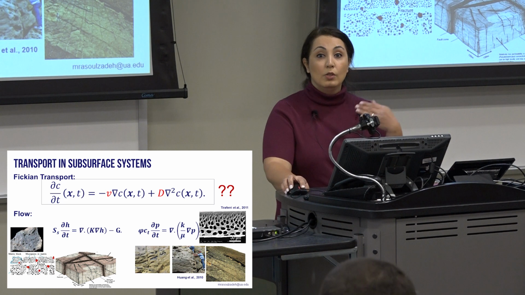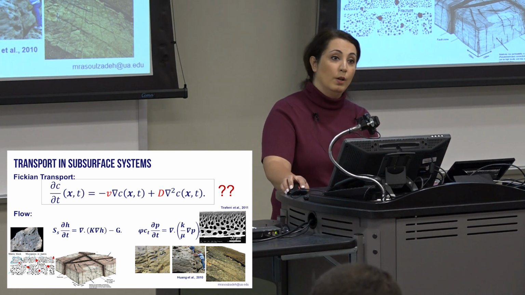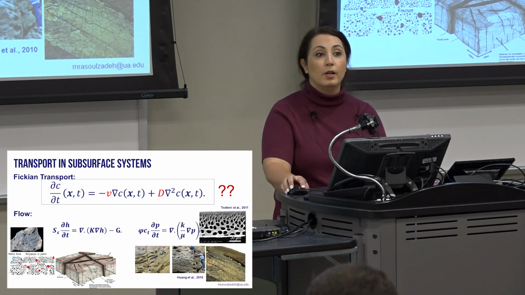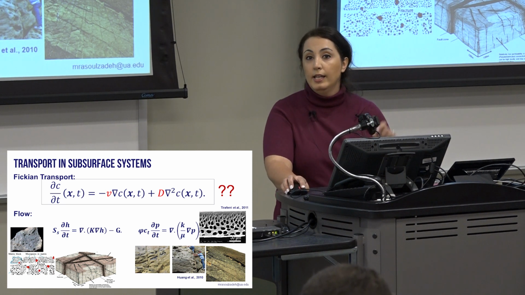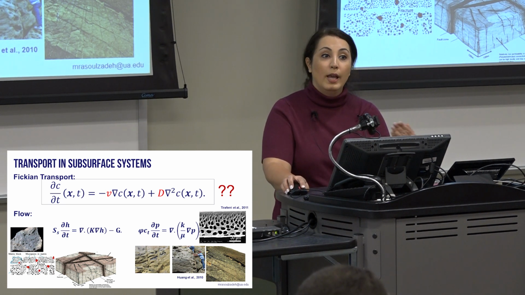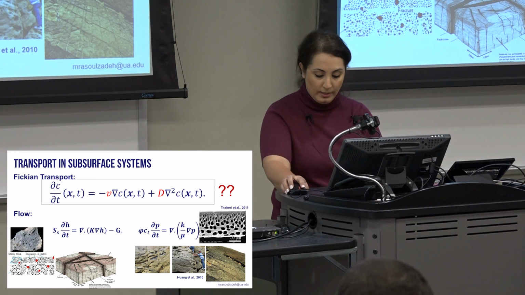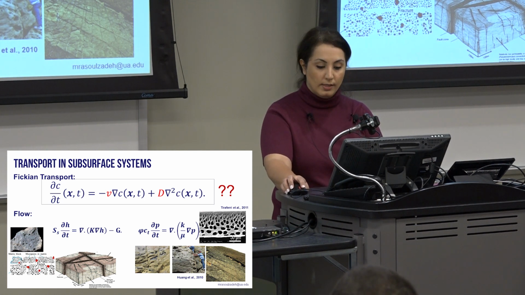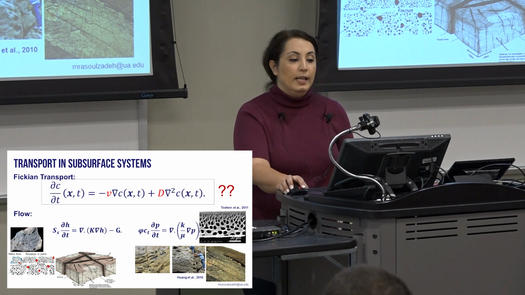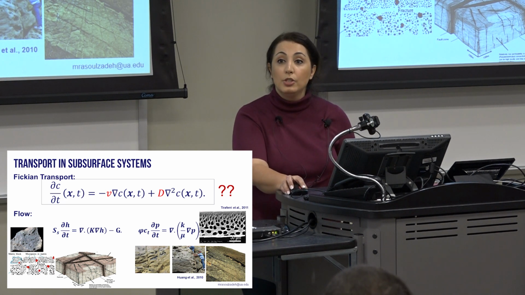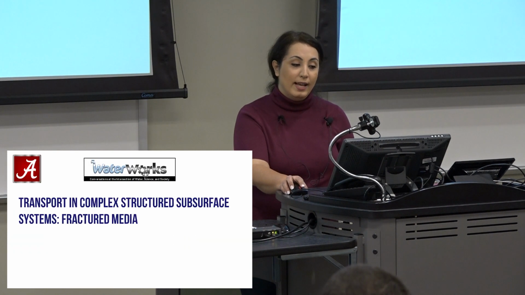We may expect to see some early breakthrough in those parts of the media compared to those parts where the velocity is smaller and we have a diffusion-dominant transport process. So basically, the classic advection dispersion equation, which is based on the Fickian assumption for the diffusion, does not apply in these cases because we may observe what we call anomalous transport features. So we need to be aware of that too.